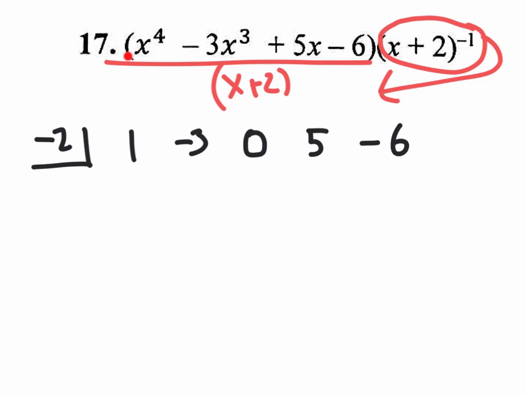What's in front of the x to the 3rd? A -3. What's in front of the x squared? Hey, there is no x squared. That's why I have a 0 right there, because there is no x squared. You have to represent every single term. Now, even if you were doing long division, you would still have to put a 0 there. Make sense? Okay, so this is the setup, and now it's just a question of understanding how it works.